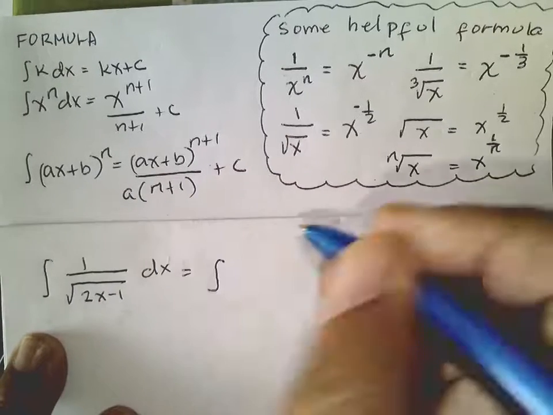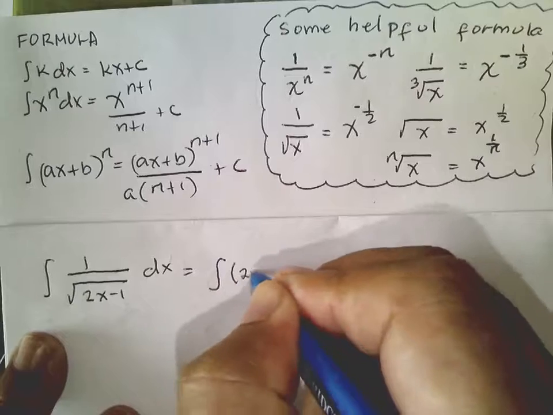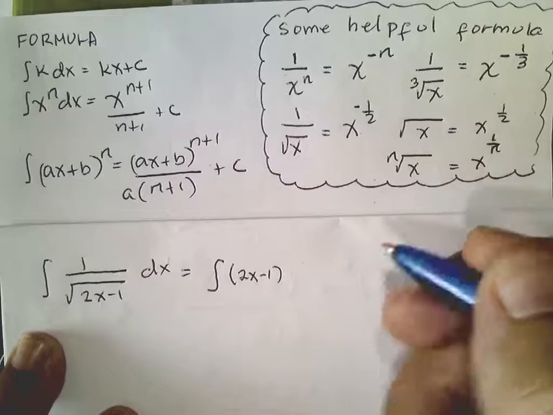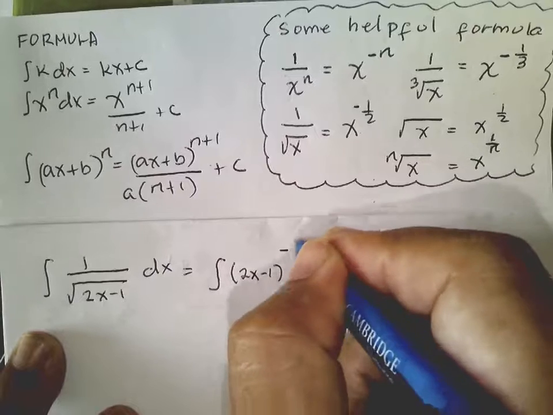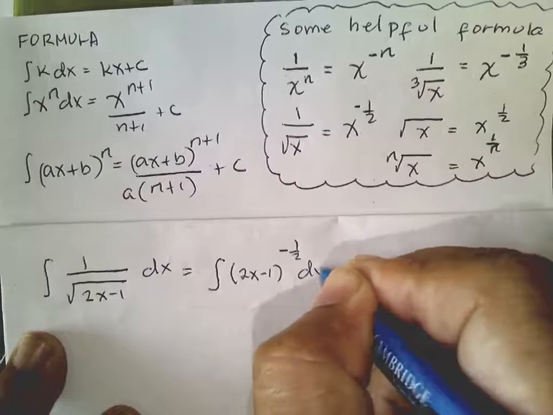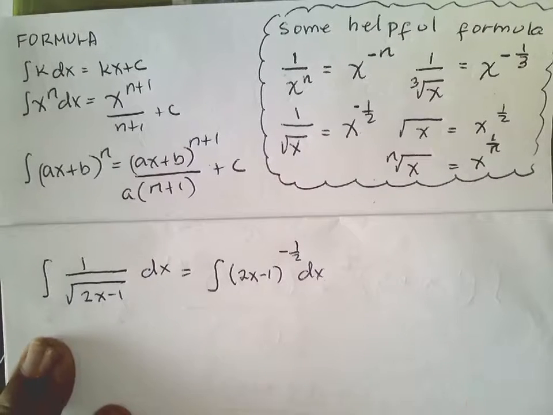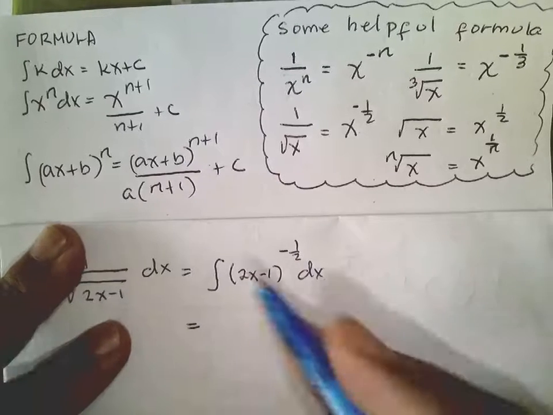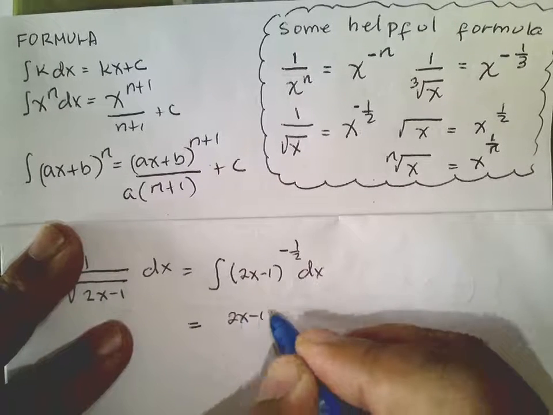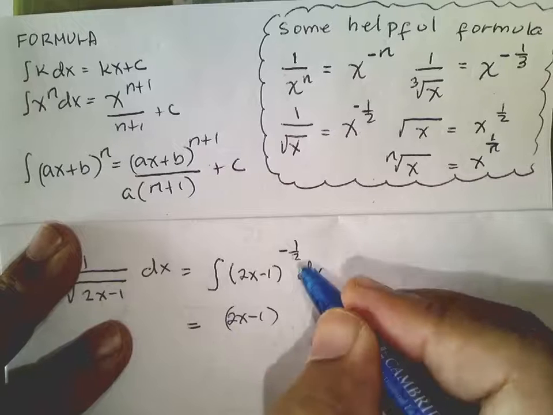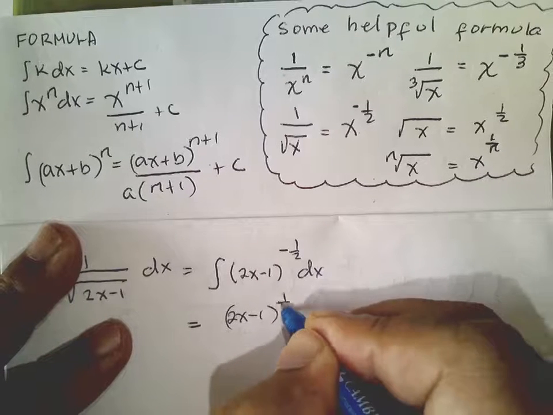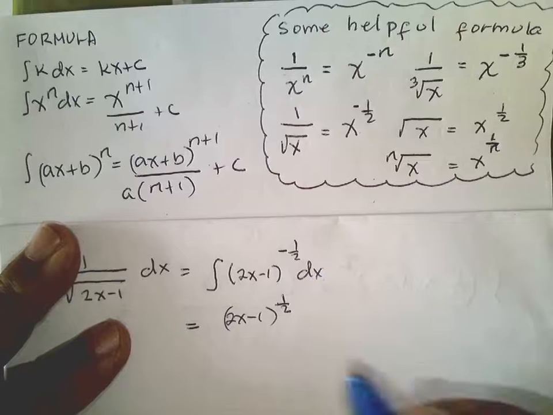And again, as I've told you, in your examination you will only use these 3 formulas that I have given. So this is now raised to negative 1 over 2 with respect to x like that. Now you can apply this formula, where you need to copy 2x minus 1. Negative half plus 1 is 1/2. I'll just write the answer right away.